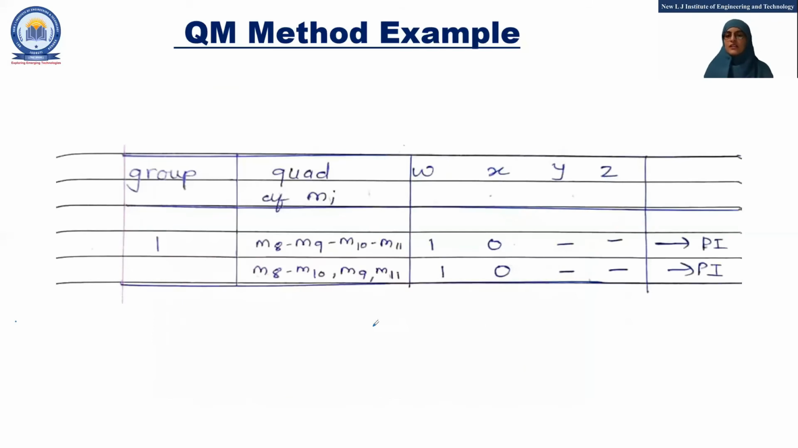Now, no further grouping is possible because there is no one bit change. So these both terms will be prime implicants. These both terms will be added to the prime implicant table, but these terms are the same because they include 8, 9, 10 and 11. So we will include one of them into the prime implicant table.